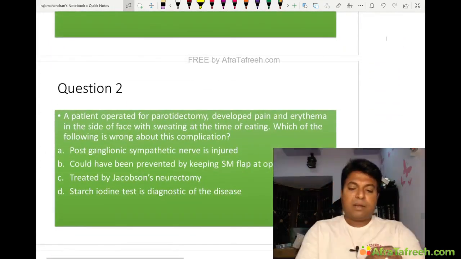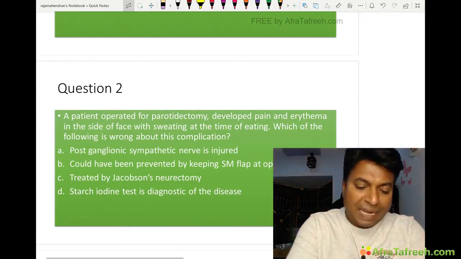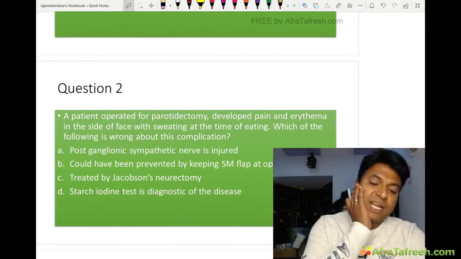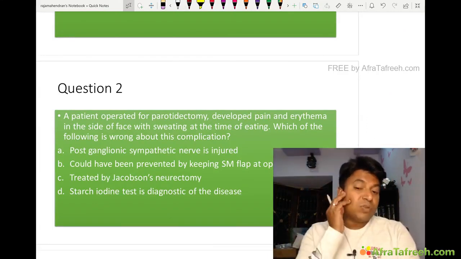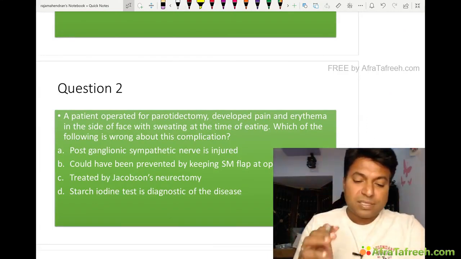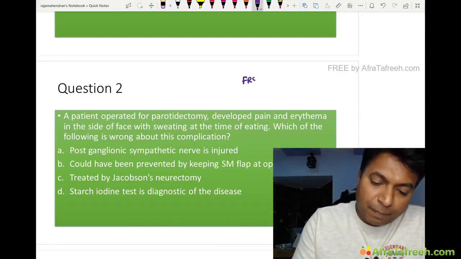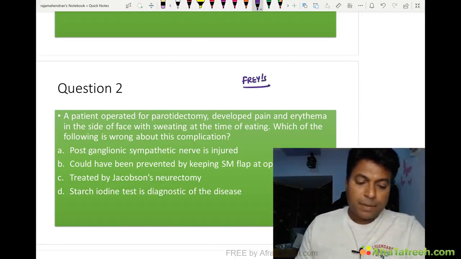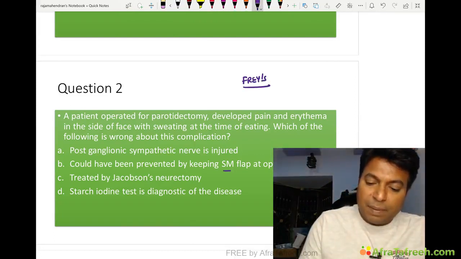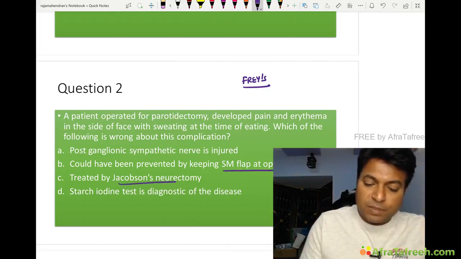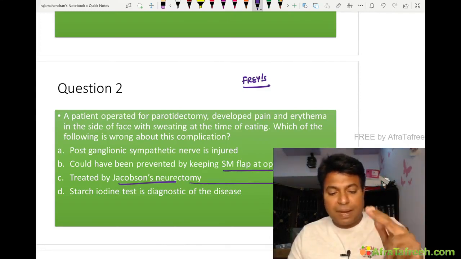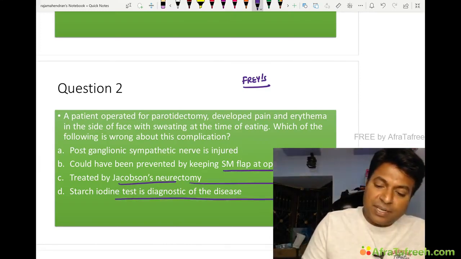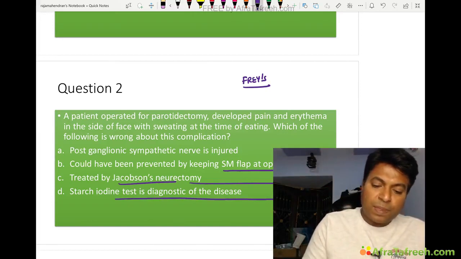A patient operated for parotidectomy developed pain and erythema in the side of face with sweating at the time of eating. Which of the following is wrong? This is about Frey syndrome. Could have been prevented by keeping a sternomastoid flap, that is true. Treated by Jacobson's neurectomy, that is also true. We can cut the glossopharyngeal nerve near the tympanic membrane. Starch iodine test is used for diagnosis, true.